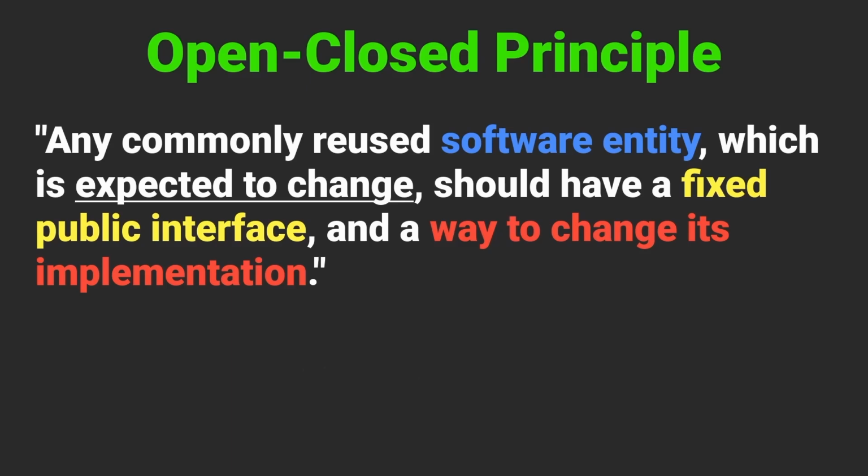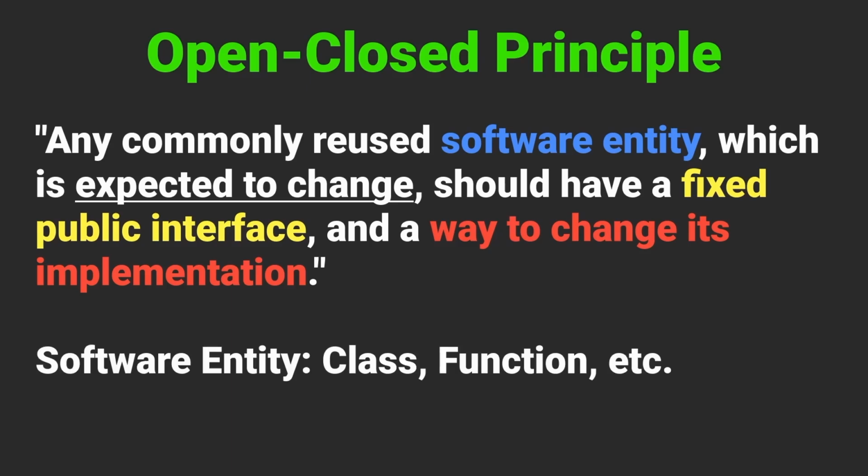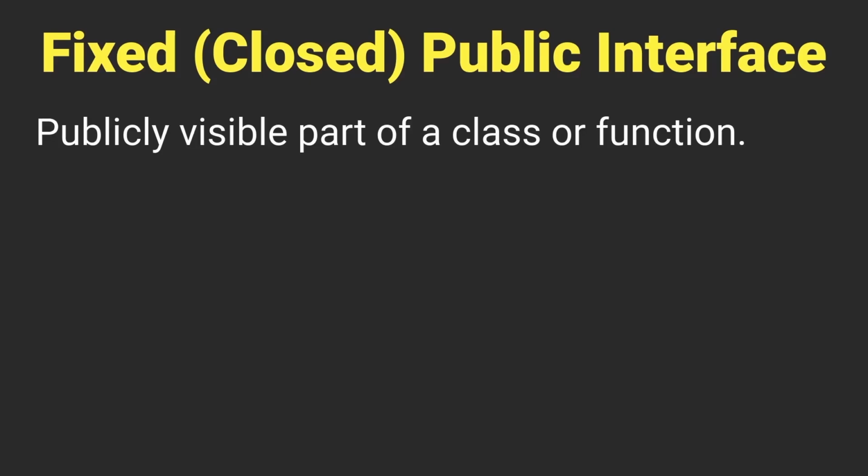Firstly, when I say software entity, I'm generally speaking about a class or a function, but it could be a few other things. So, let's examine what I mean by public interface and why I argue that it should be fixed if it's commonly reused. By public interface, I am not speaking of a Java or Kotlin interface specifically. Instead, I mean any publicly visible aspect of a class or a function.